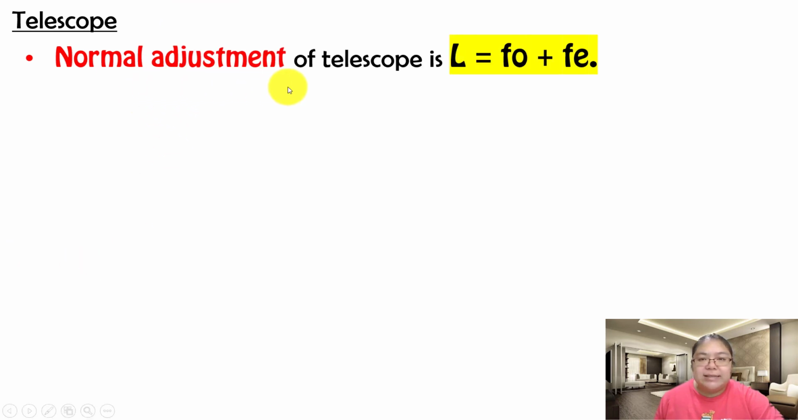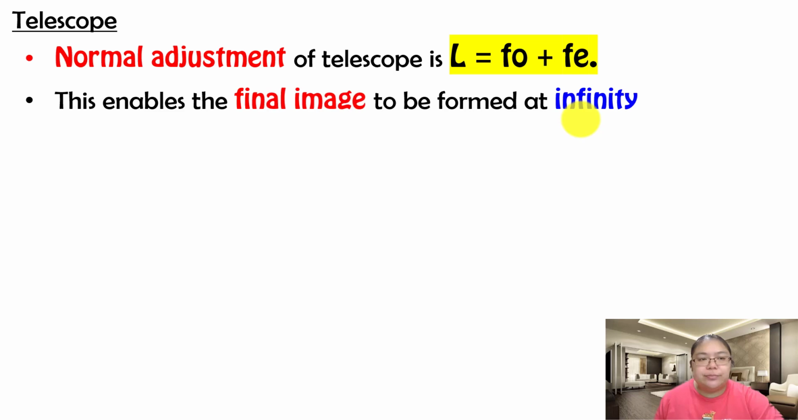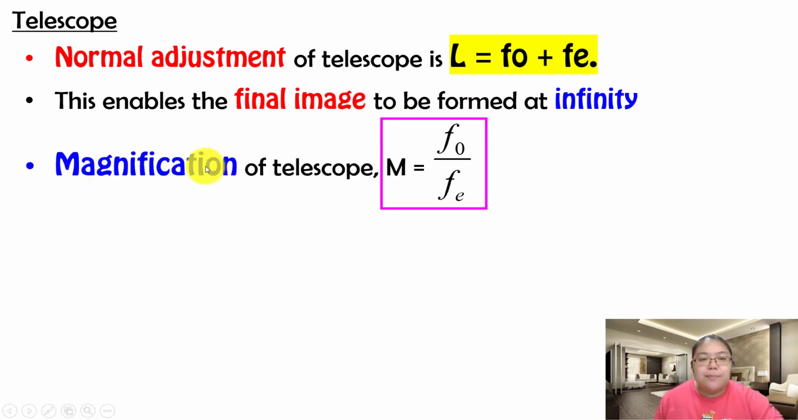Okay, normal adjustment of the telescope. Remember, L equals FO plus FE. Now we go and see how to find the magnification. The final image can be formed at infinity. So the magnification for the telescope is M equals FO over FE. We don't need so many calculations like the microscope. It is just a simple FO over FE. Because FO is surely longer than FE, your magnification is surely more than 1. Then the final image must be magnified.